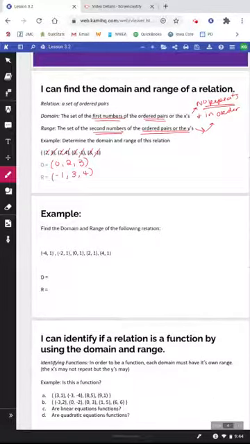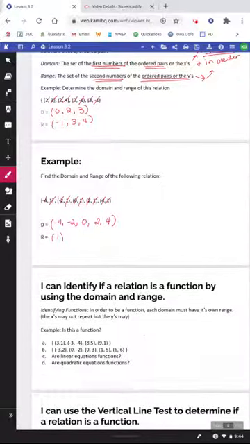Another example, find the domain and range of the following relation. For my domain, in order, would be -4, -2, 0, 2, and 4. And my range is just 1.